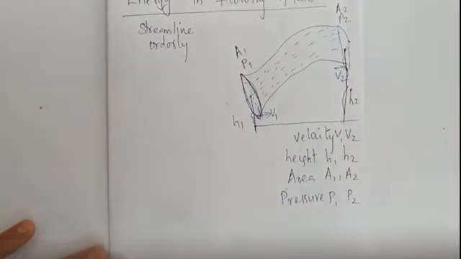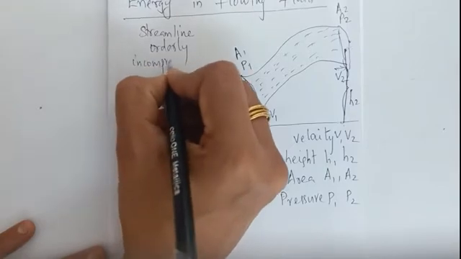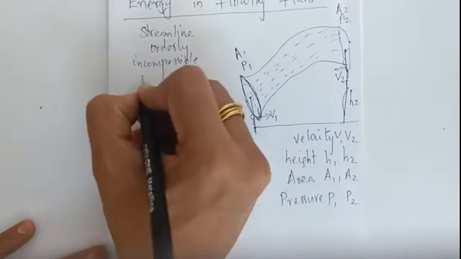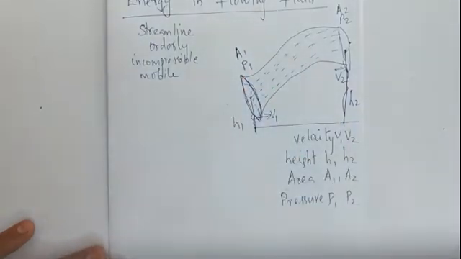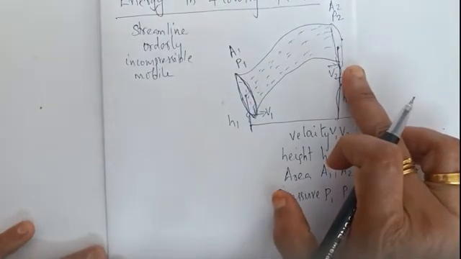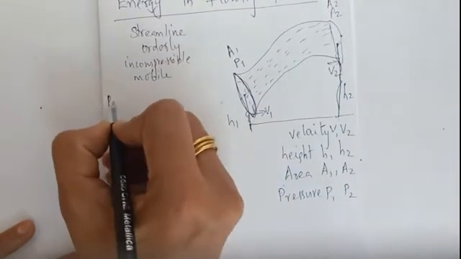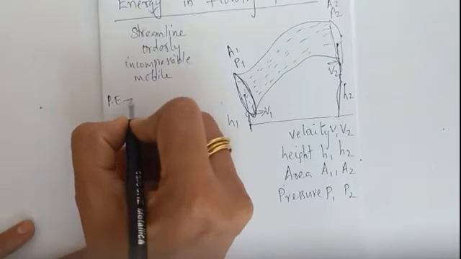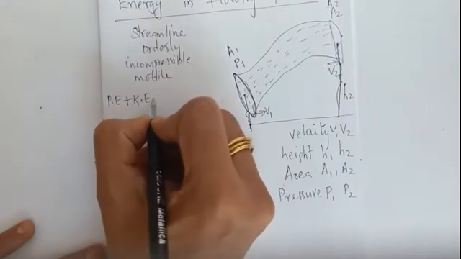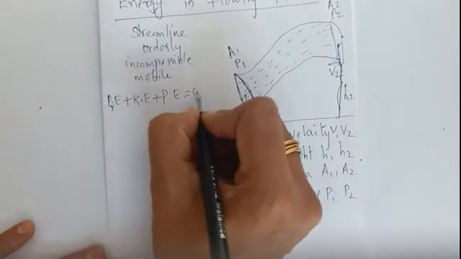The theorem states that the total energy of a small amount of incompressible liquid, and some of the keywords usually used are incompressible and mobile, which is capable of moving, flowing from one point to another without friction, remains constant throughout the displacement. Or the theorem states that the pressure energy plus kinetic energy plus potential energy is a constant.